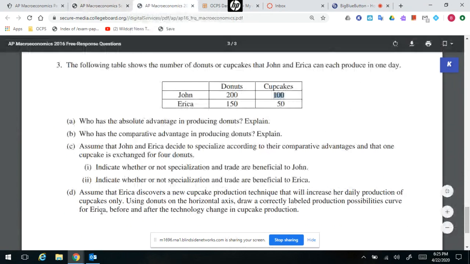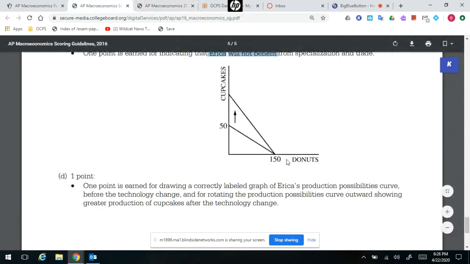Lastly, assume that Erica discovers a new cupcake production technique that will increase her daily production of cupcakes only. So cupcakes only, you can make more cupcakes using donuts on the horizontal axis. Go ahead and show this. So donuts are on the horizontal axis. She can make more cupcakes. So donuts is going to be the same, but now she has the ability to make more cupcakes, so to be something greater than that 50 amount. That's why the whole production possibilities curve shifts upward and outward, but donuts does not change.